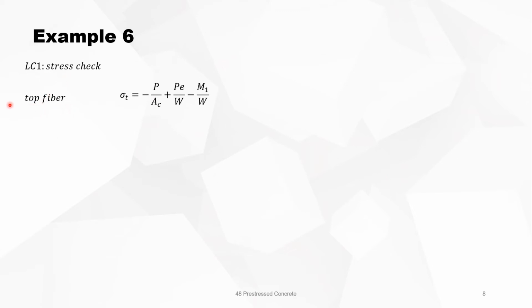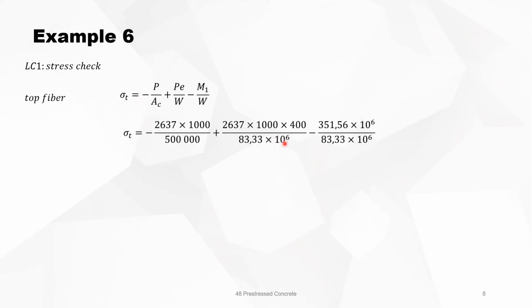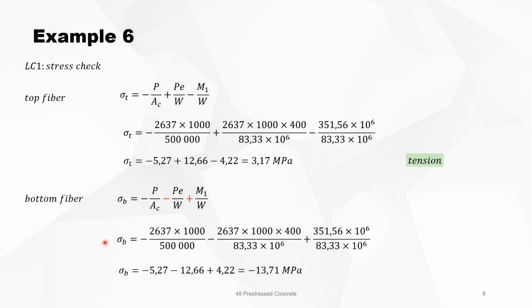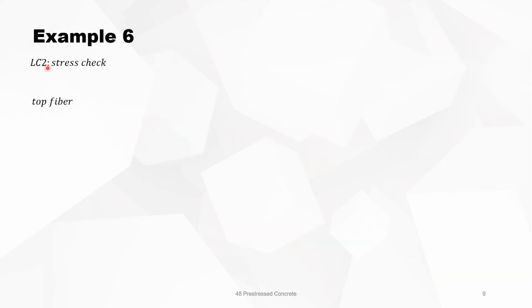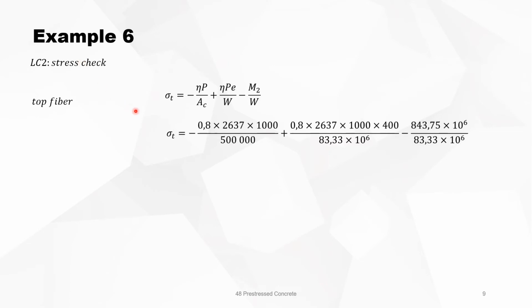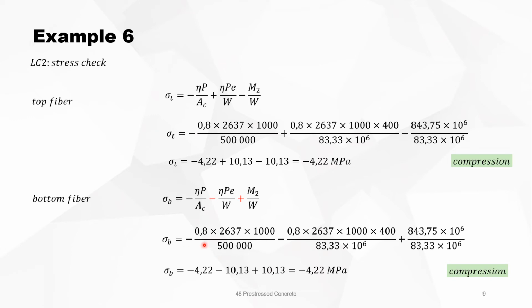The stress at the top fiber at midsection is then, with the formula, 3.17 megapascal, which is in tension, and the bottom fiber gives us minus 13.71 megapascal, which is compression. This is for load case 1. For load case 2, the top fiber gives us minus 4 megapascal compression, and the bottom fiber gives us minus 4.22, also compression.